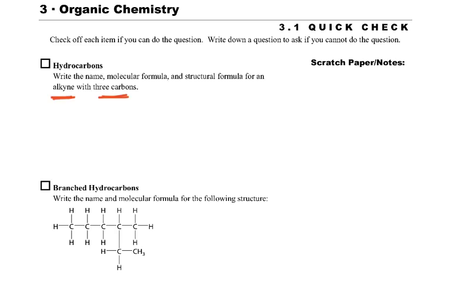Okay, 3 carbons, so I'm just going to say carbon, carbon, carbon. And alkyne's got a triple bond in there, so I'm just going to put it here, 1, 2, 3. And the idea is each of the carbons can make 4 bonds, so if I'm going to have 4 bonds on this carbon, 4 holes, I've got 3 of them filled, I have 1 more, and that'll be my hydrogen.